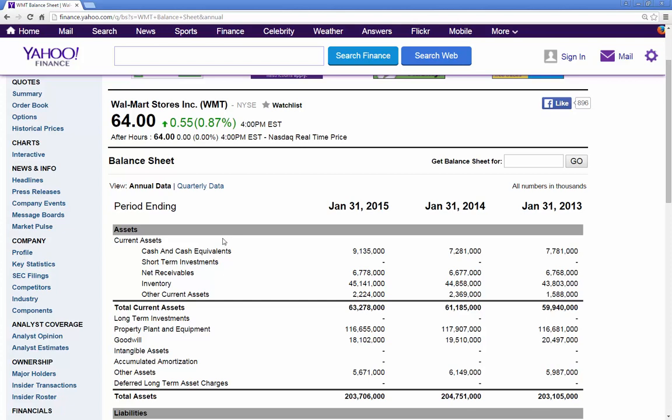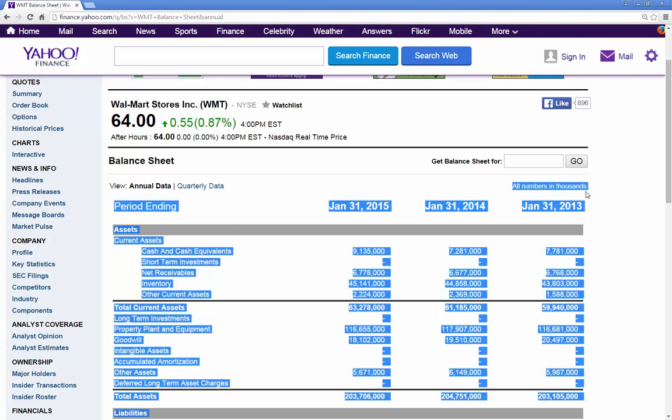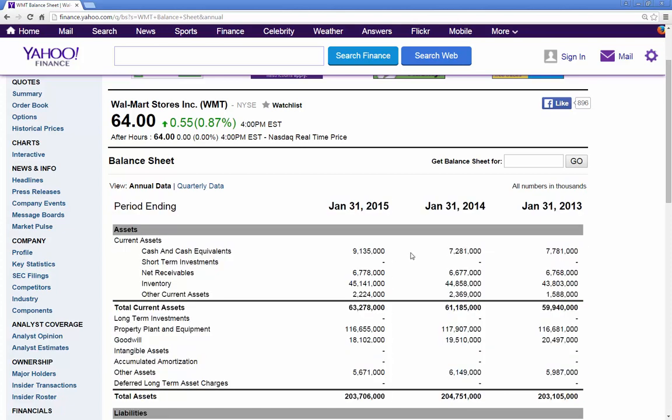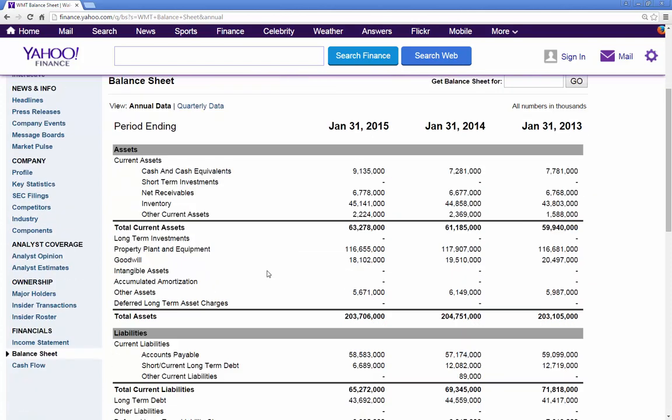So the first thing I'd have you notice is right here that all numbers are in thousands. That means we're going to add 3 zeros to the end of that number. So for an example, if we were to look at their total current assets, it looks like 63,278,000, but we add 3 zeros to the end of that, that would be 63,278,000,000, giving you a total assets here of kind of a whopping $203 billion.